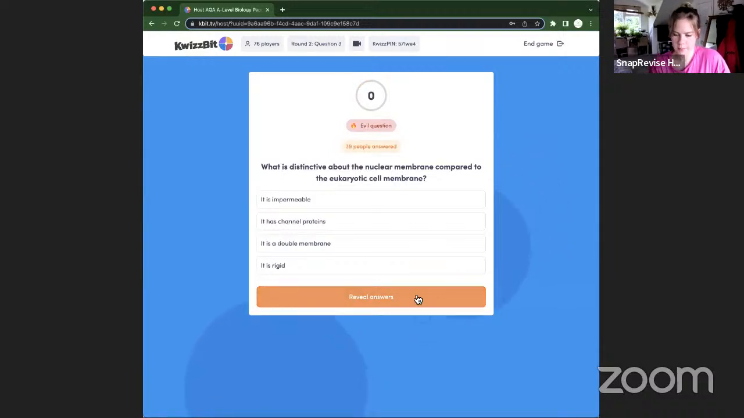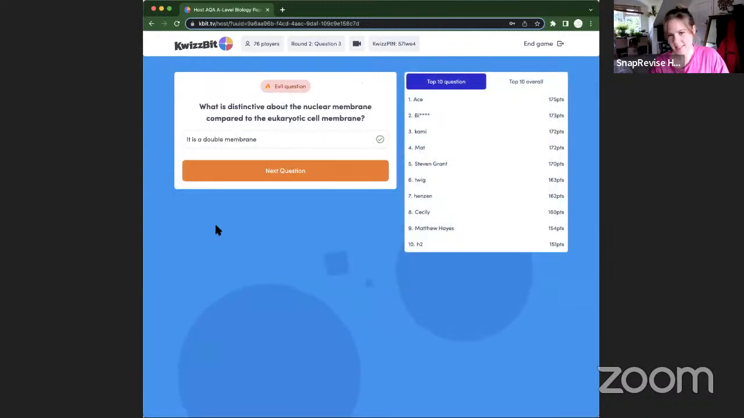Some revision of the basics again. It's a double membrane. So the nuclear membrane is double. The eukaryotic cell membrane is only a single membrane layer.